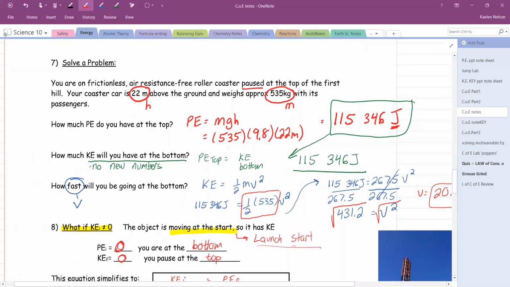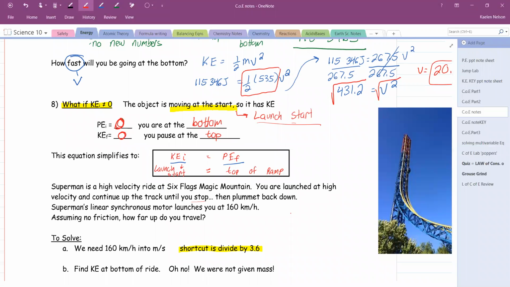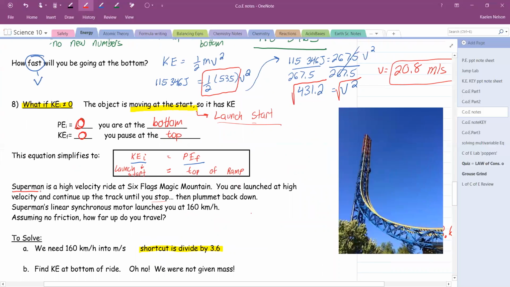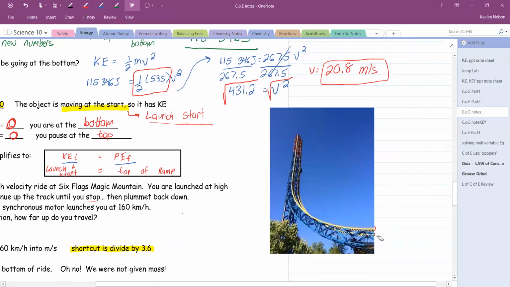Okay, question 8 poses a different type of example, which is what if the object is moving at the start? So the best way to explain this is to show you a picture of what's called the Superman ride, and this is at Six Flags Magic Mountain in California. And Superman starts down here with what we call a launch start. Okay, so that means your kinetic energy initial is moving pretty fast. It's going to be a big number. So KEI, it's a big number.